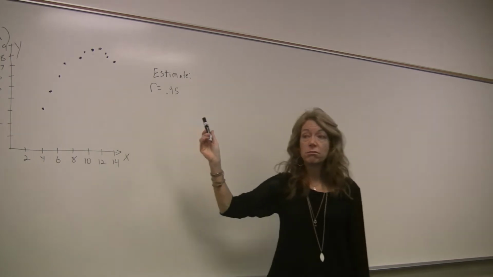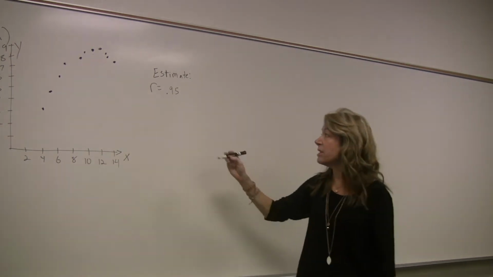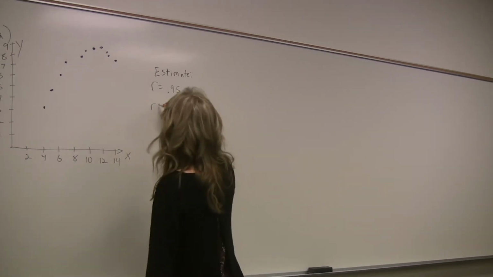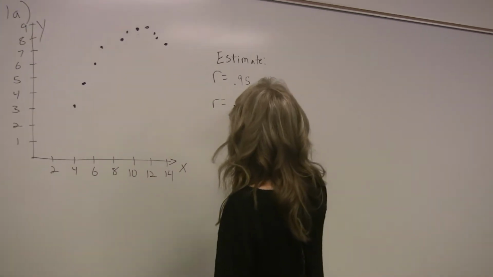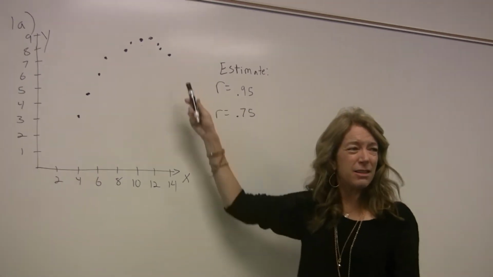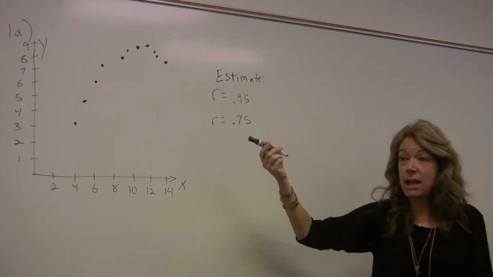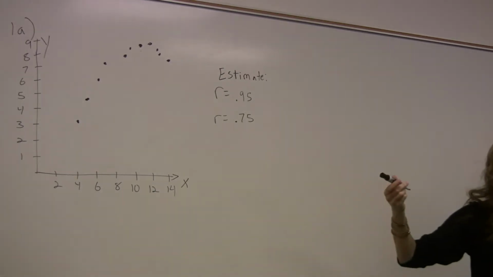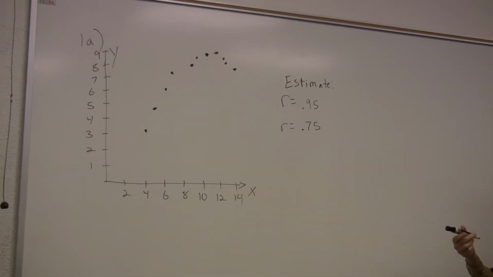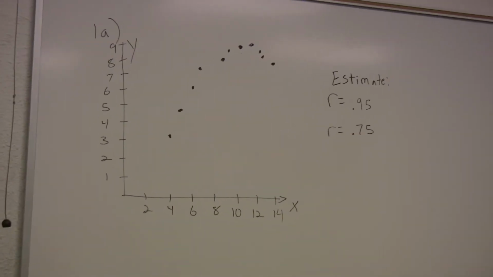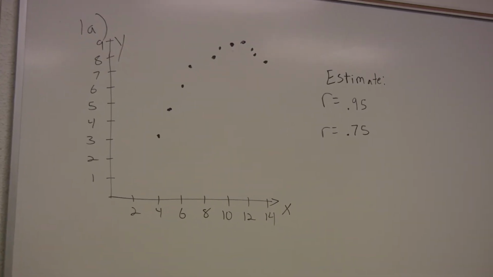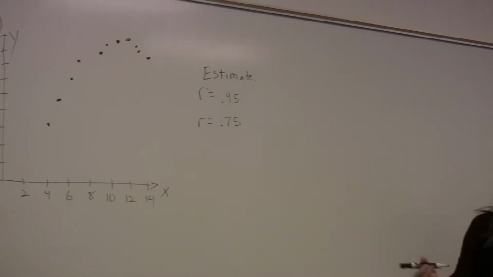I was gonna say 0.75. You want to say 0.75? And why do you say 0.75? Because it goes up and back down. Yeah, because it does go up and then it goes back down. So I can agree with that too. We're actually going to be able to calculate it in a minute here to see what it actually is. Anybody have a different guess? You say 0.80, it's a little bit higher than that.